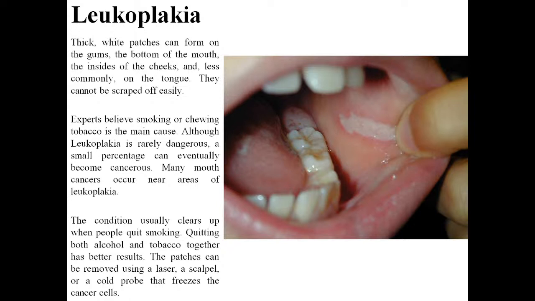The condition usually clears up when people quit smoking. Quitting both alcohol and tobacco together has better results. The patches can be removed using a laser, a scalpel, or cold probes that freeze the abnormal cells.